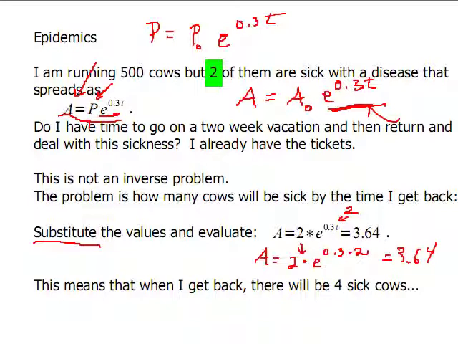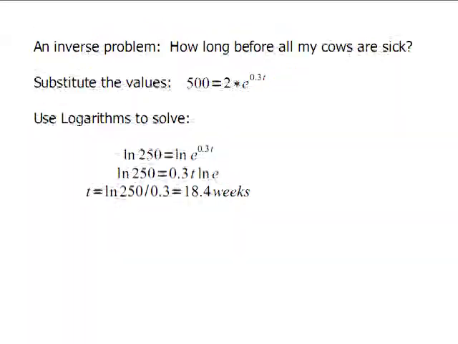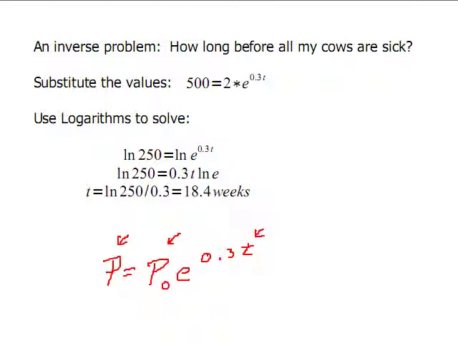Now let's look at an inverse problem concerning epidemics. This is a problem that's given in the homework. How long before all my cows are sick? So here's what I had for my original expression. This is the number that are sick at time t. This is the number that are initially sick, and here's the time. I know that this is 2, so I can put a 2 here. I want to know the time, so I put the t here. I don't know the value of time, and I want to know when the whole herd is sick. That means when 500 cows are sick.